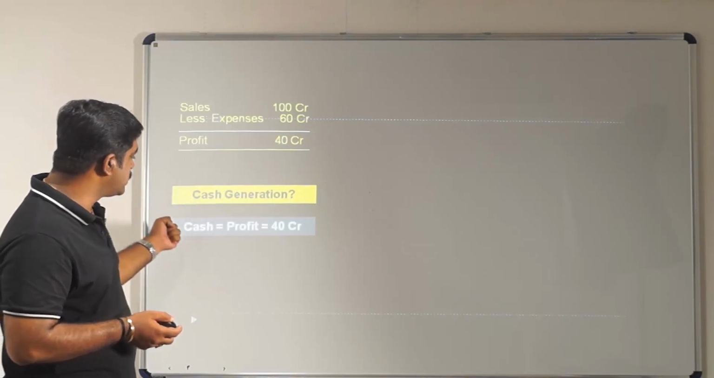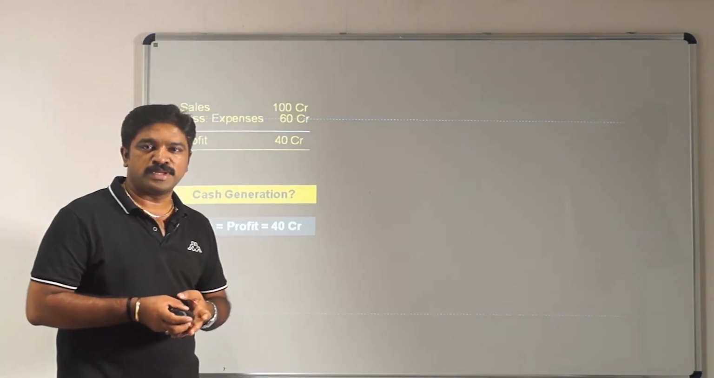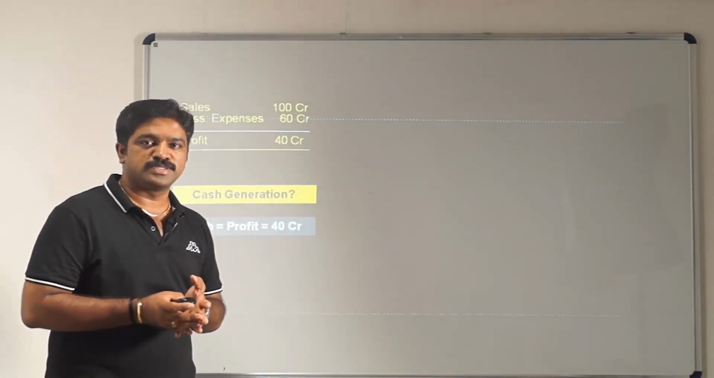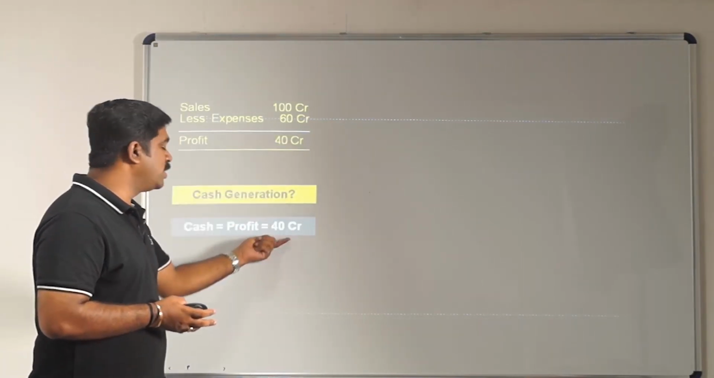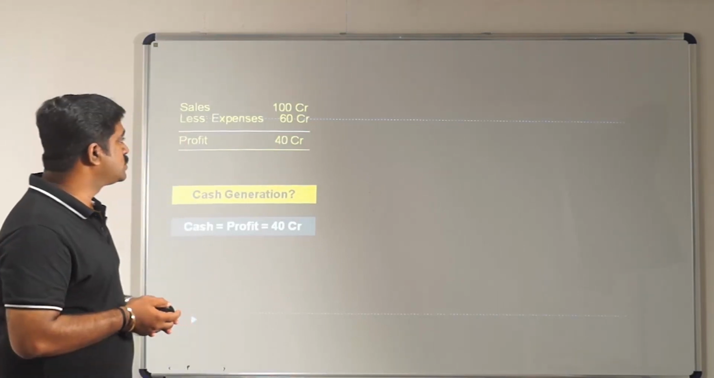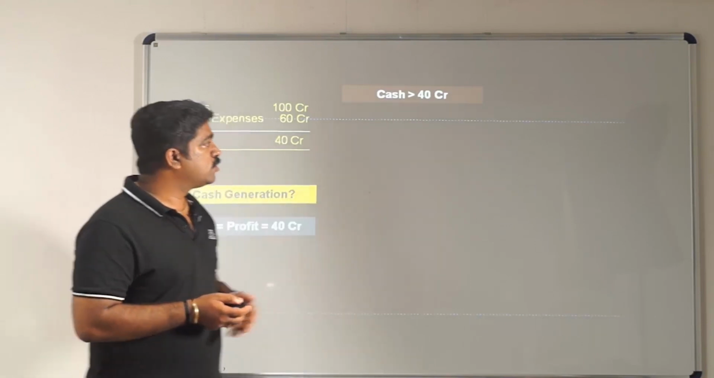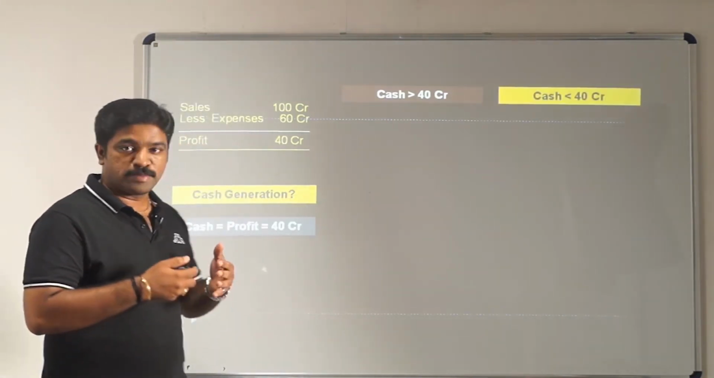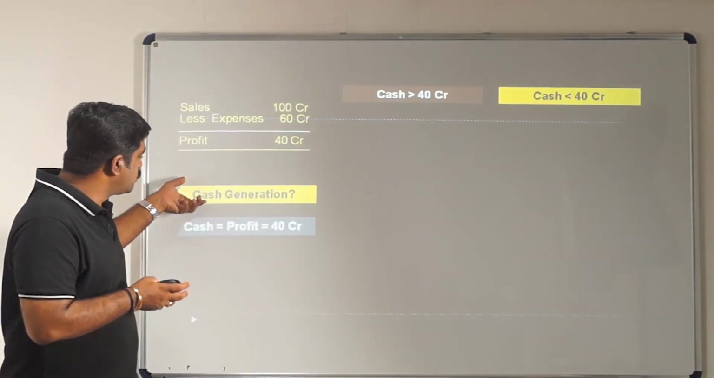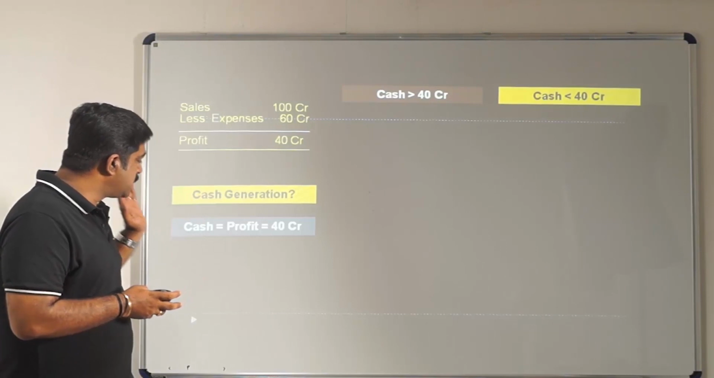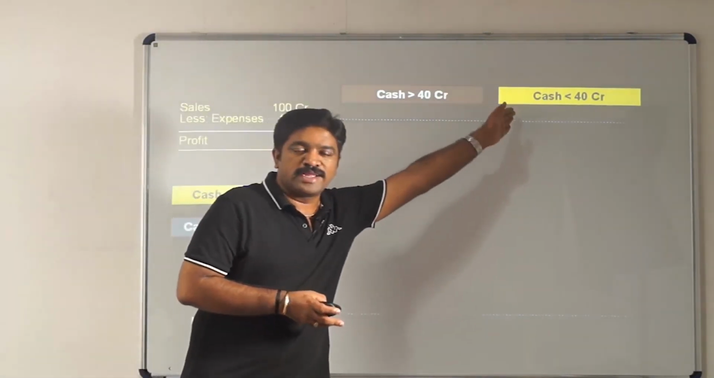Number one, you can say that cash is exactly equal to profit. I mean, the cash generated by this business unit is going to be exactly equal to profit, in which case it will be 40 crore. Or you can also say that cash can be greater than 40 crore. Or you can also say that cash can be less than 40 crore. So basically we have three scenarios.